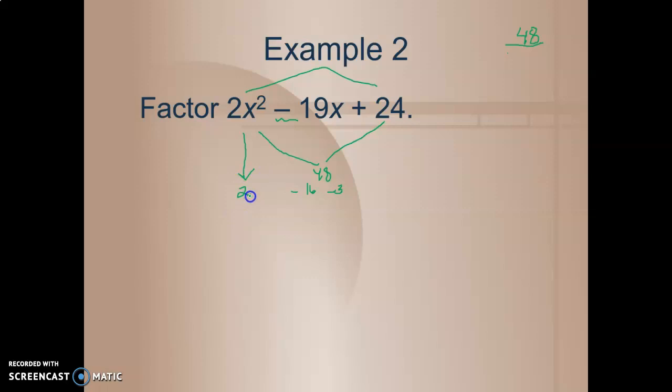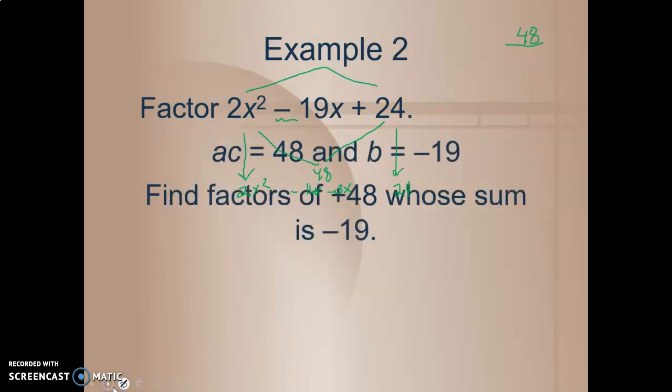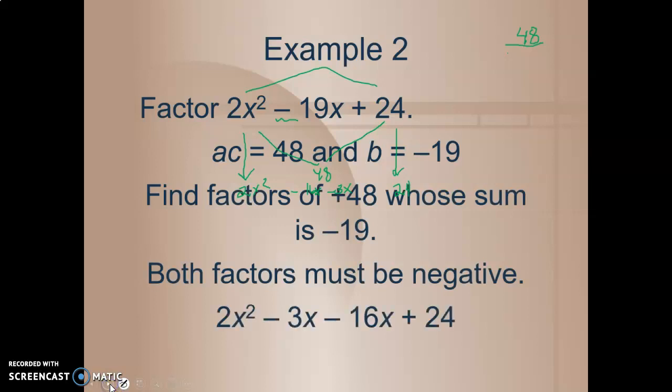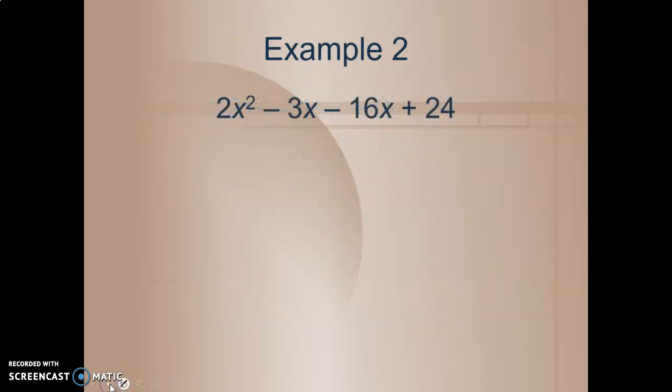My 2x squared comes down, and my 24 comes down. And my negative 19x becomes negative 16x and negative 3x. From here, I go ahead and factor by grouping just like before. So instead of making a chart like I did in the first problem, some people prefer to use this M method, if you will, because it kind of looks like the letter M, to organize their information. All right, let's go ahead and see what this looks like. We've got 2x squared minus 3x minus 16x plus 24, like we just said. And now we'll factor by grouping.